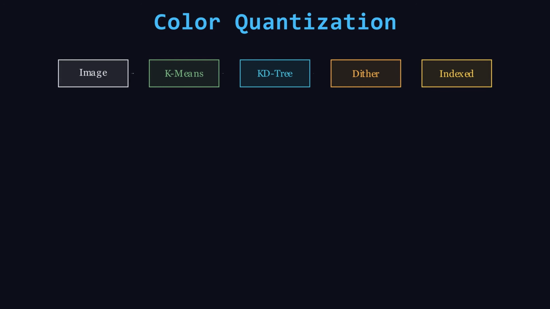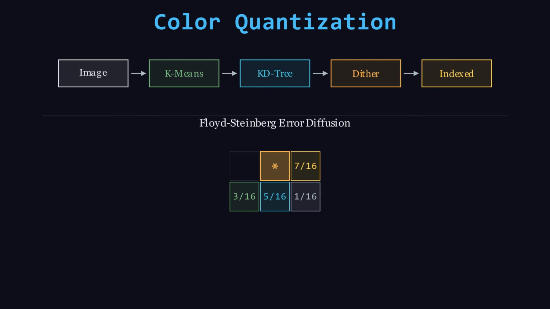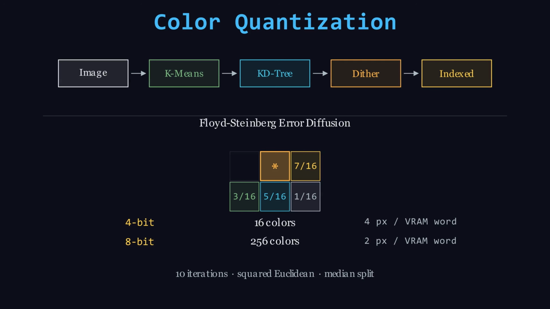Your textures get quantized down to indexed color, and this is actually a pretty involved process. It runs k-means clustering to find optimal palettes, uses a KD tree for fast color lookup, then applies Floyd-Steinberg dithering so you don't get harsh banding. The result gets packed into VRAM, and packing textures into a 1024 by 512 image alongside 2 frame buffers and all your CLUTs, that's essentially a modified version of the classic knapsack problem.